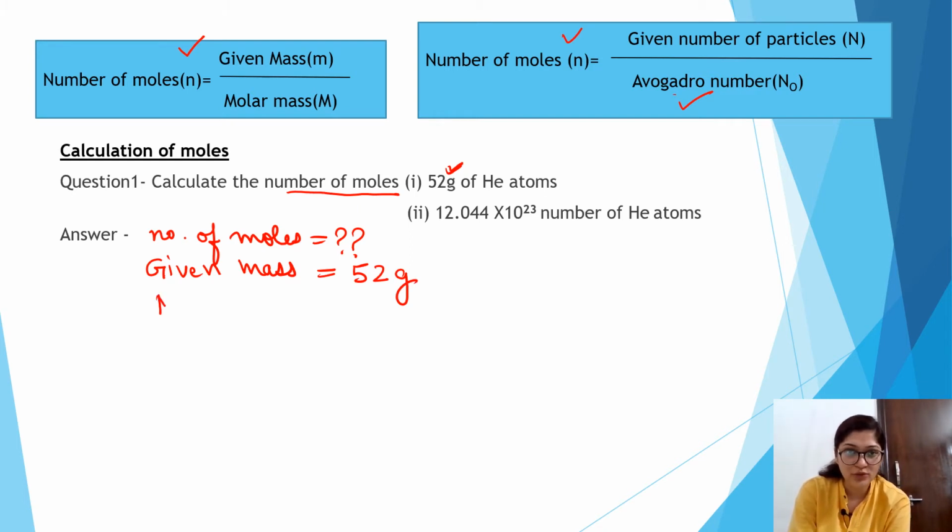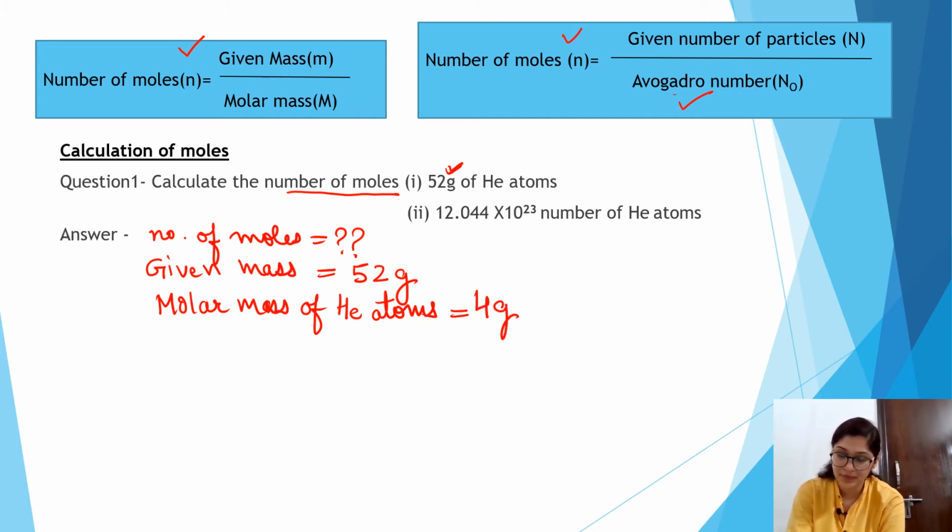Then you have to know the molar mass. Molar mass of helium atoms. What is the molar mass of a helium atom? That is 4 grams, right? So just put the values in the above formula. The number of moles can be easily calculated.